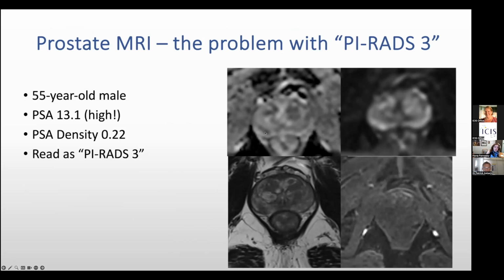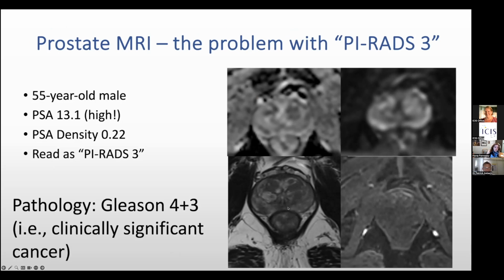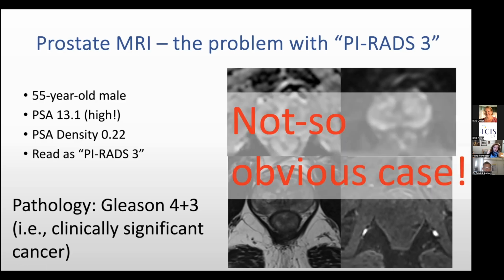The PSA in this case was very high. It was a 13.1, and it was read as a PIRADS 3 because if you look, it's not really that obvious where the cancer is. The problem is that this case in particular was a Gleason 4+3, so it was clinically significant and the patient had to be treated. So this is a not so obvious case.